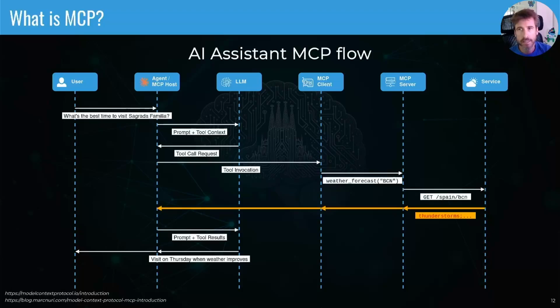The agent has now the original user prompt plus the tool call response. So with this information, it sends it back to the LLM, which now has the full context. And it's now able to provide this much more accurate and much more helpful response. So visit on Thursday when the weather improves.